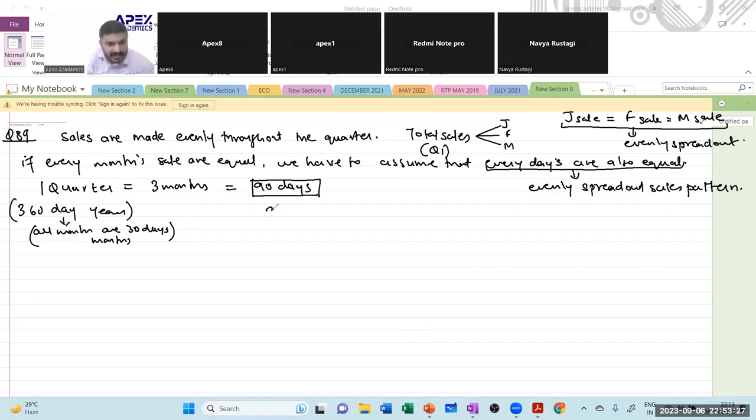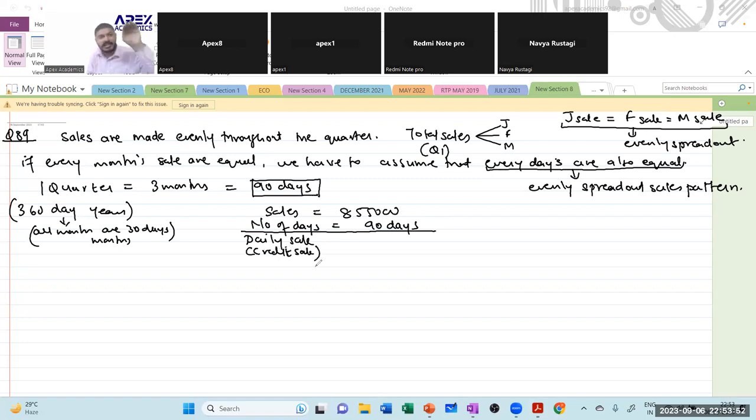Now, the sales that are given to you are 8,55,000. These sales are accruing evenly over 90 days. So what is the daily sale? And these are credit sales in nature. Why are they credit sales? Because it is given very, very clearly in the question that all sales are on account. All sales are made evenly during the quarter and all sales are on account.